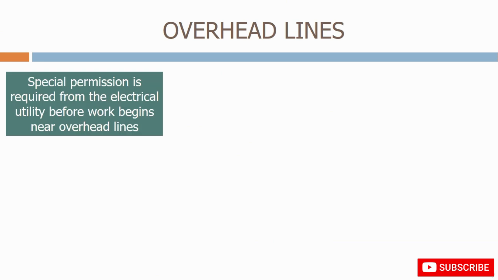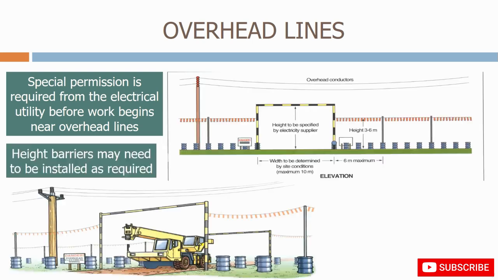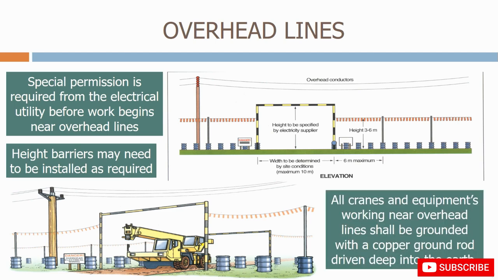Special permission is required from the electrical utility before work begins near overhead lines. Height barriers may need to be installed as required. All cranes and equipment working near overhead lines should be grounded with a copper ground rod driven deep into the earth.